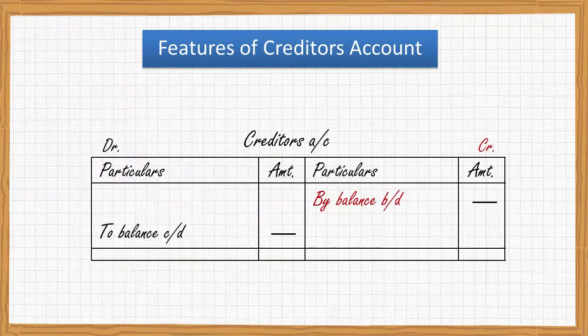If any account carries credit balance, it means the opening balance is always on credit side. So in creditors account, the opening balance is always on credit side. If opening balance is on credit side, the closing balance must be on the debit side. So one thing more, BD and CD, I mean to say opening balance and closing balance, always they are at the corners. BD is on the top corner and CD is on the bottom corner.